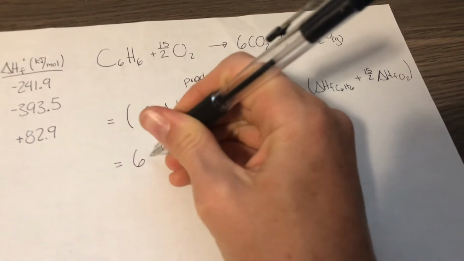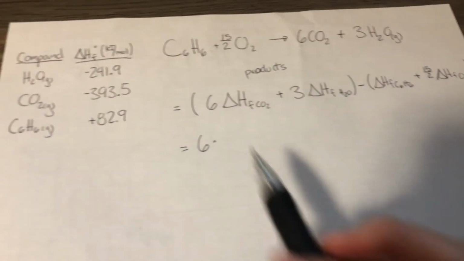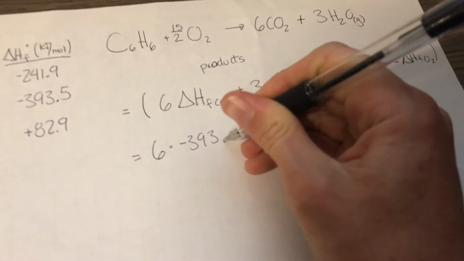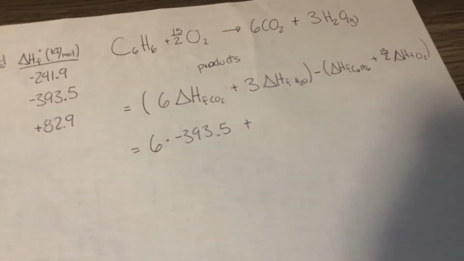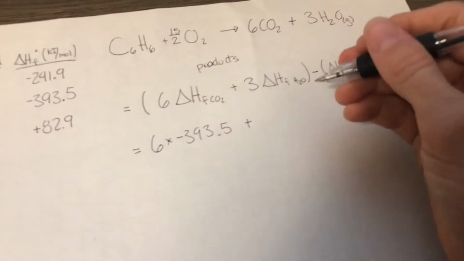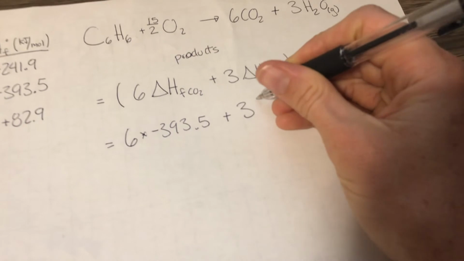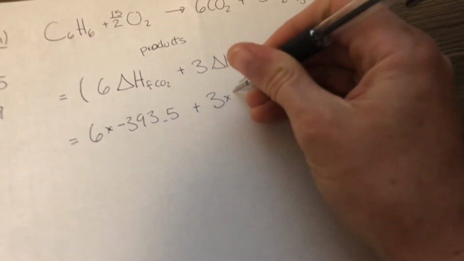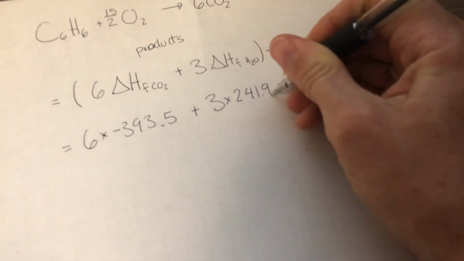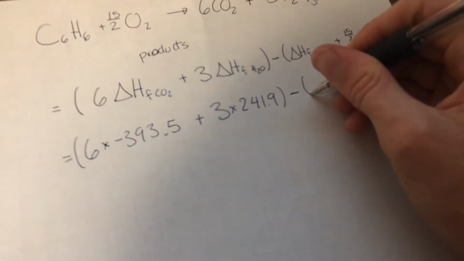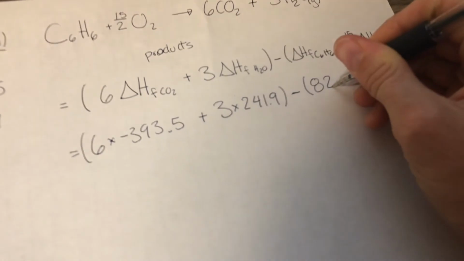So we're going to do 6 times the delta HF formation for carbon dioxide, so negative 393.5, plus, so multiply those together, 3 times the delta HF formation for our water, 241.9, and then minus the delta HF formation for our C6H6.